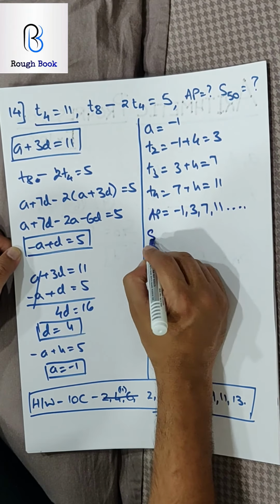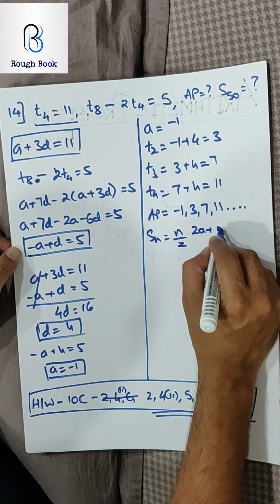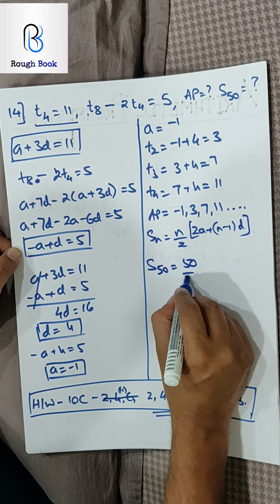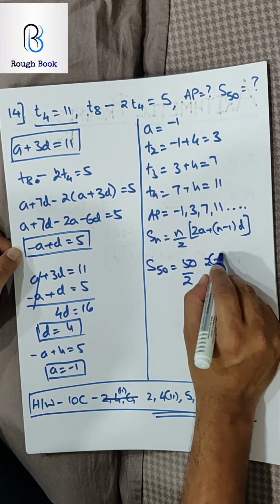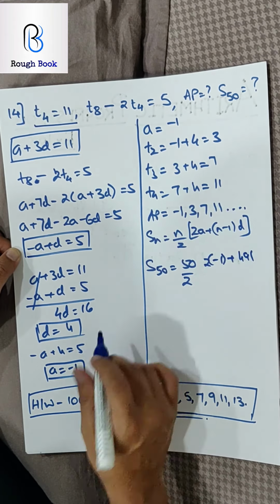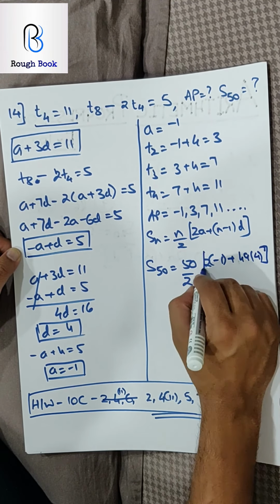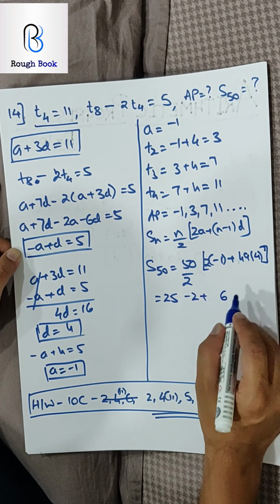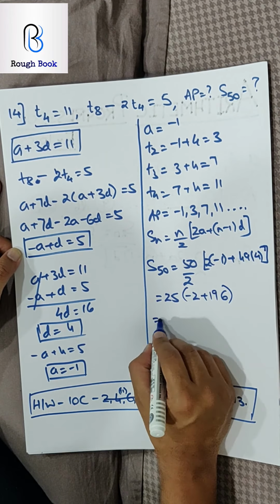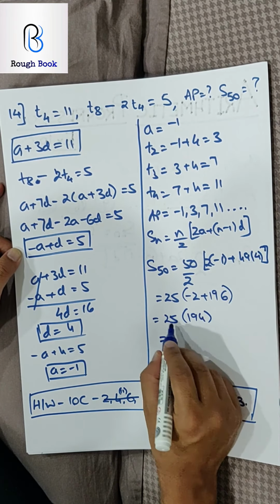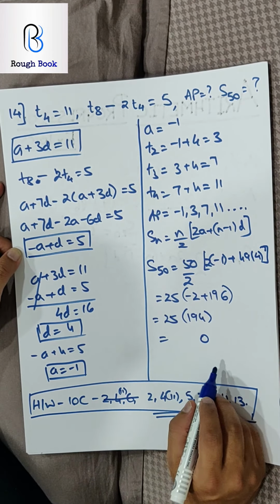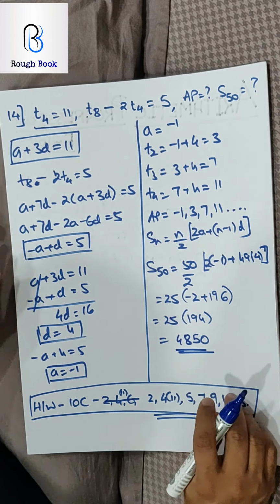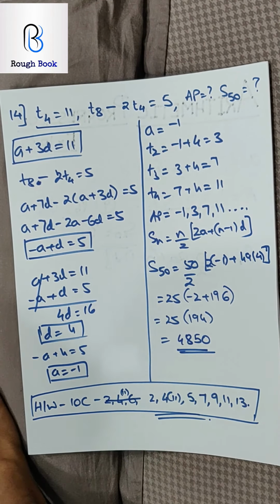Now S50. So Sn n by 2, 2a n minus 1 into d. So S50, 50 by 2, 2 into a, which is minus 1, 49 into d. What is my d? 4. So 25 minus 2, 4 9s are 36, 16 plus 3, 19. So I get 25 into 194. So 25 4s are 100. 25 9s are 225 plus 10 to 35. So 23 plus 25, 48. So 4850 should be the last answer.